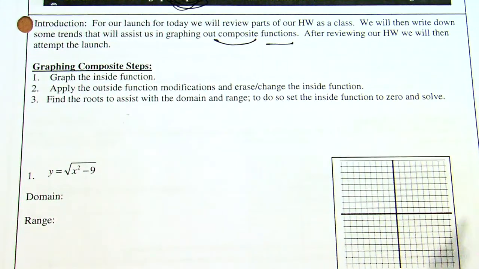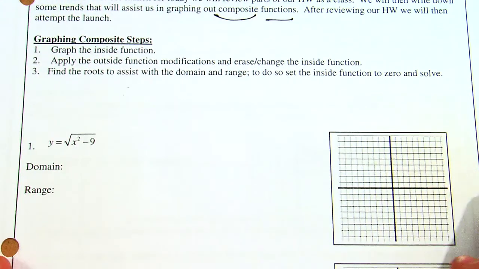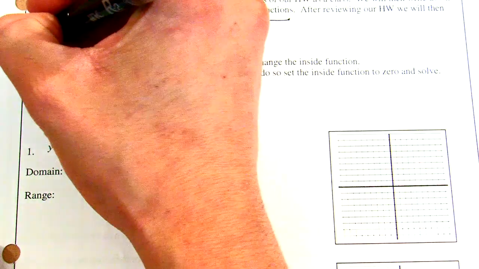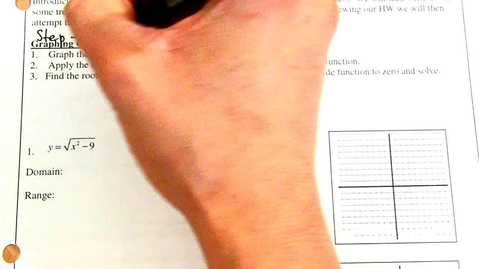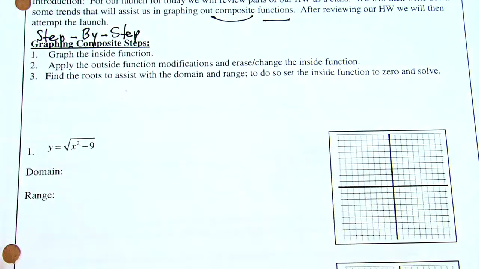We are over here today graphing composite functions, and we're going to use this. I forgot to write it. Let's write this in. This is called the step-by-step method. And why is it called the step-by-step method? Because you just graph it step by step.